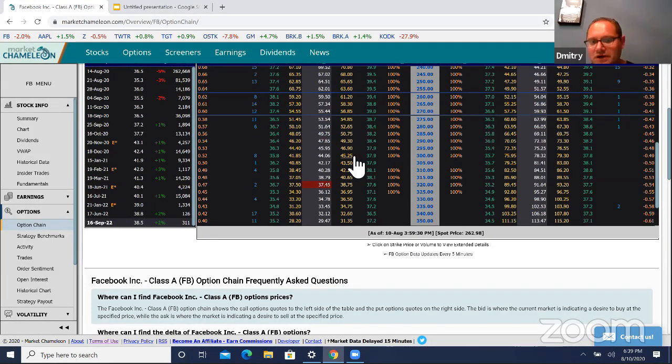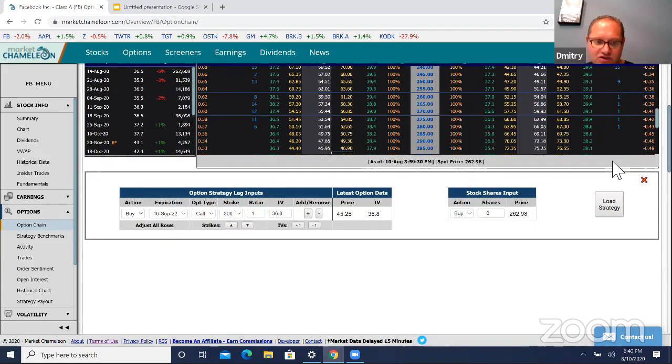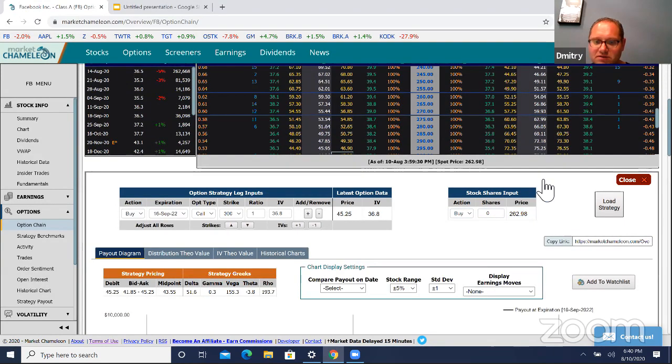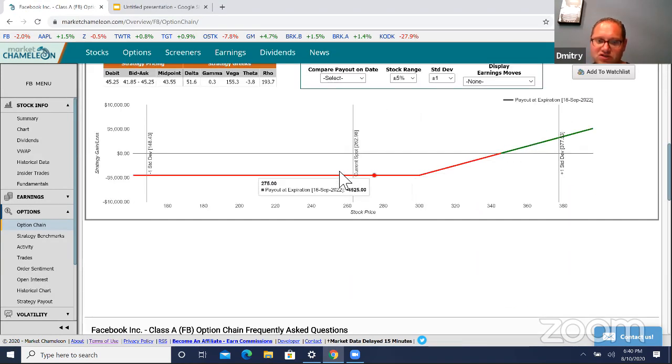So in this situation where I'm going from the buy side, if I click on the offer, this machine assumes you're coming in from the buy side, right? So I clicked on this 45.25 and said, well, what if I bought it at 45.25? You could change this to sell, you could change it to expiration, but it's going to assume this is what you wanted to do: buy the 300 strike call for 45.25. Then I hit load strategy to show me what that payout diagram looks like at expiration. So this will actually show you at what price you break even, like right there.